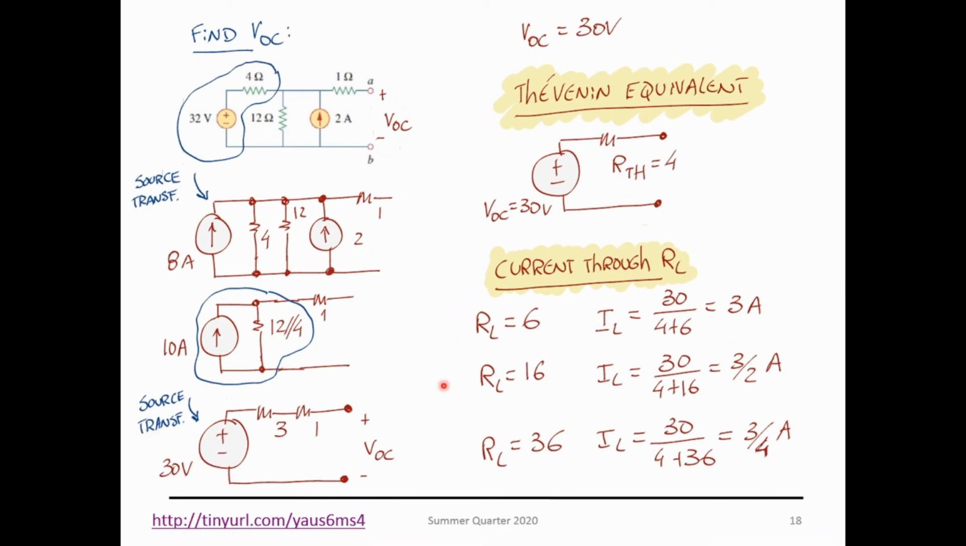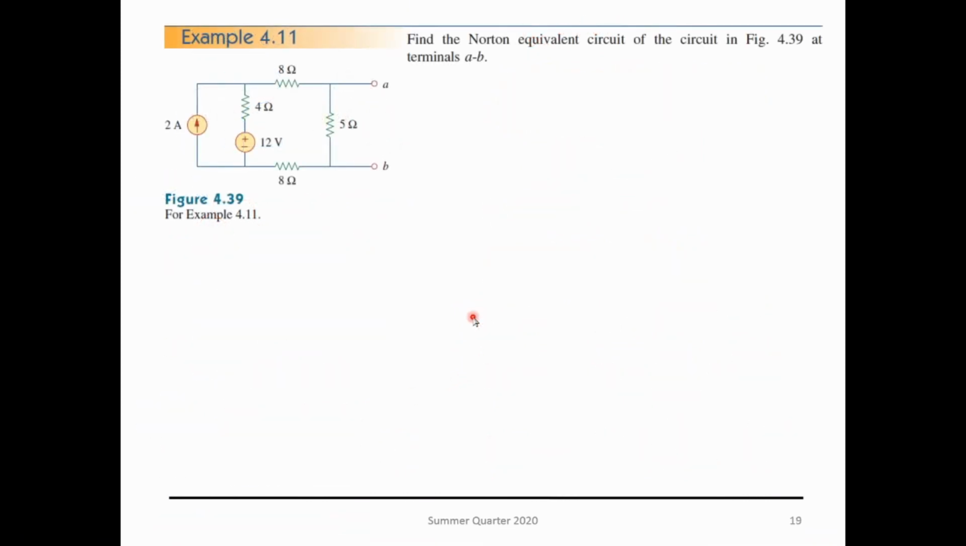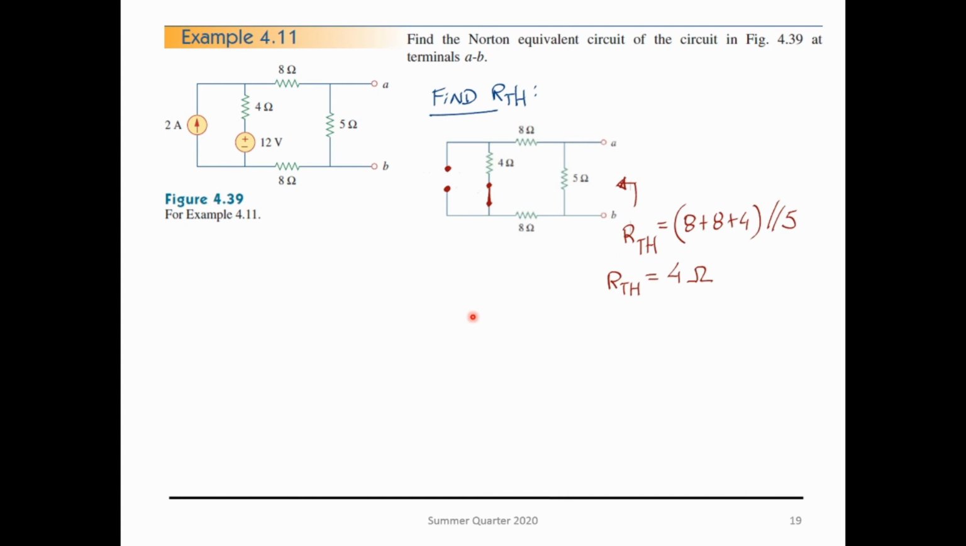All right, so we saw Thevenin. Now let's go over Norton. It's exactly the same thing. We find the Norton resistance, which is equal to the Thevenin resistance, and we open circuit the current sources, short circuit the voltage sources, and you get 8 plus 4 plus 8, all these in series in parallel with 5, and you get 4 ohms.